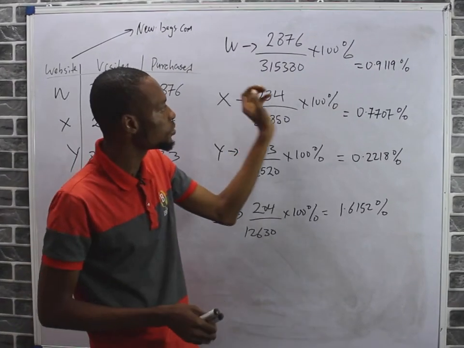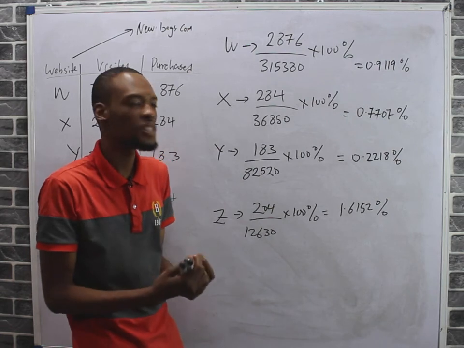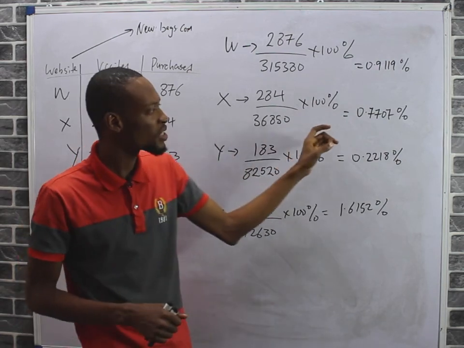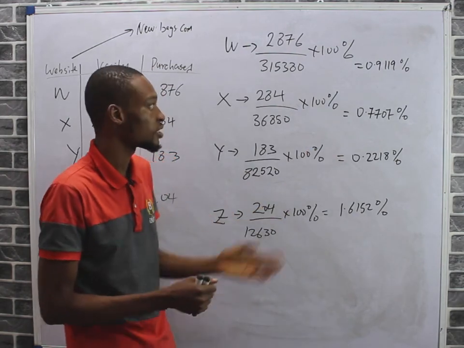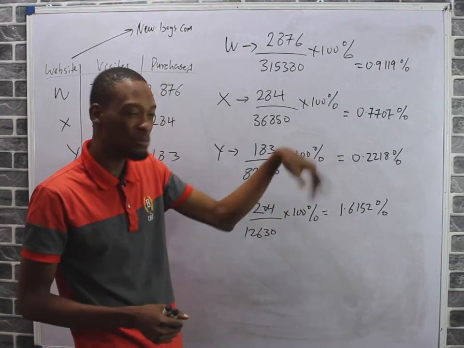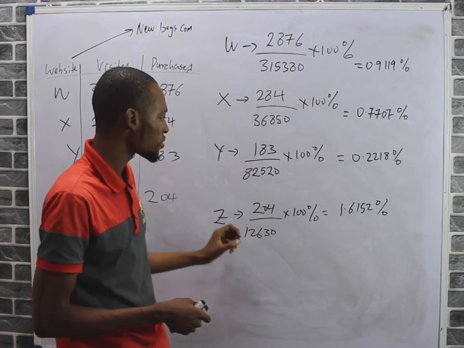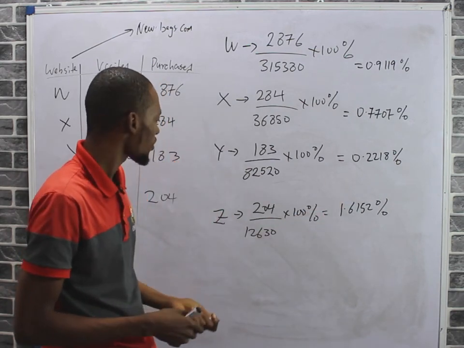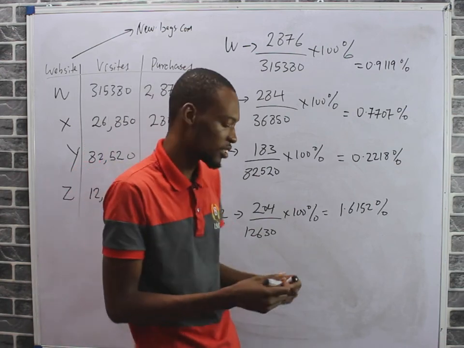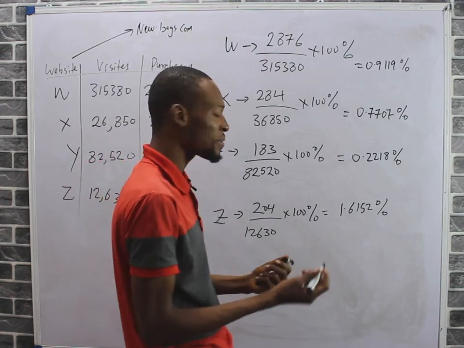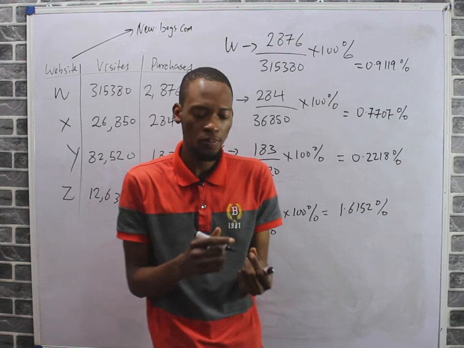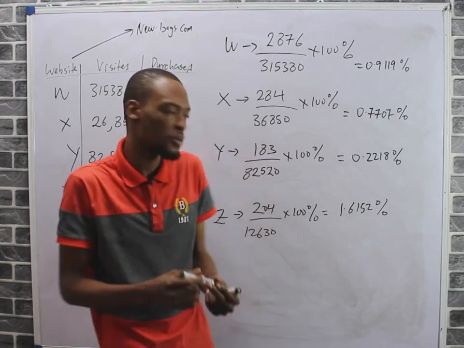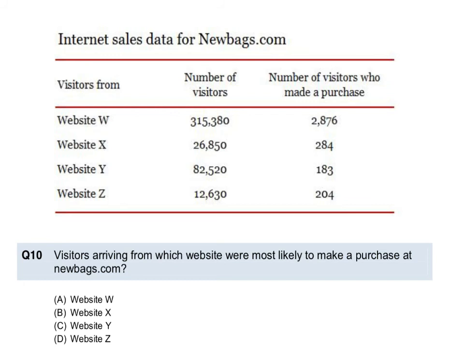From website W, 0.9% of visitors made a purchase. From website S, 0.7% made a purchase. Y, 0.2 and some decimals percent. And from Z, 1.6 and some decimals percent made a purchase. From this, it is very clear that the website with the highest purchase rate, or the website from which people are likely to make more purchases, is website Z.